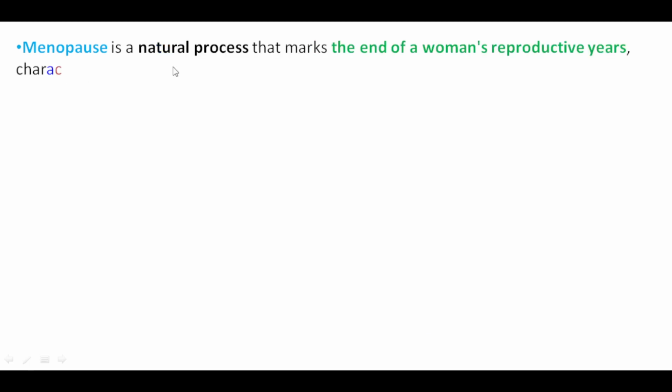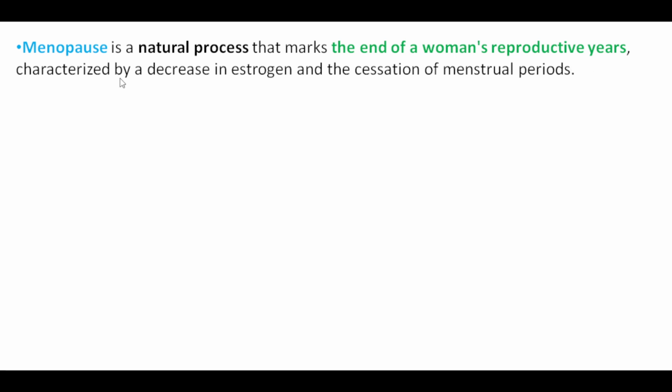Menopause is a natural process that marks the end of women's reproductive years, characterized by a decrease in estrogen and the cessation of menstrual periods.